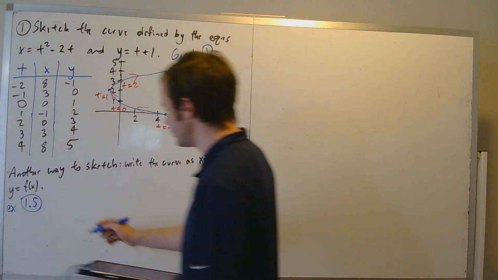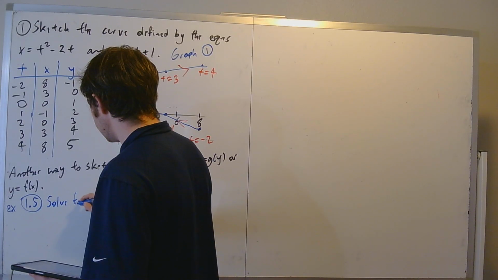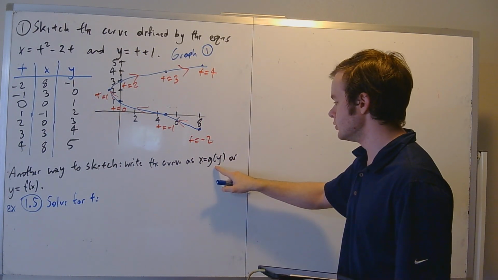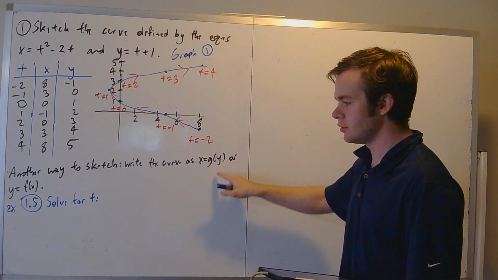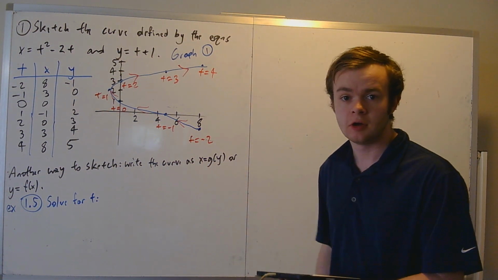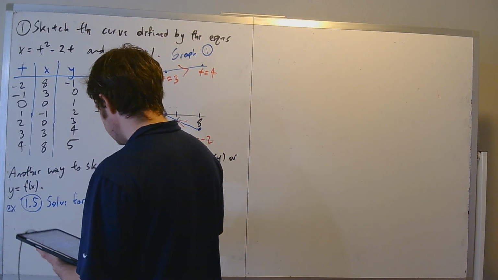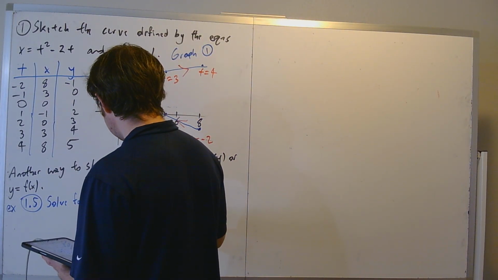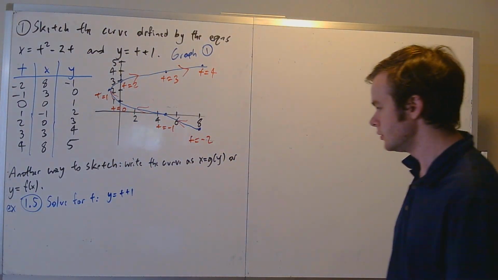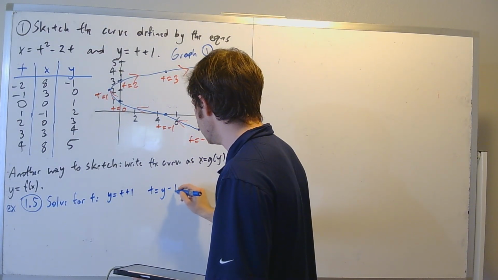So here what we're going to do is solve one of the equations for t. Because what we're trying to find here is x equals g of y. So we want to figure out what t is equal to, because we want x to only depend on y. So we know our equation was y equals t plus 1. They gave us that at the start, and we want to solve for t. So we can see here that t equals y minus 1.